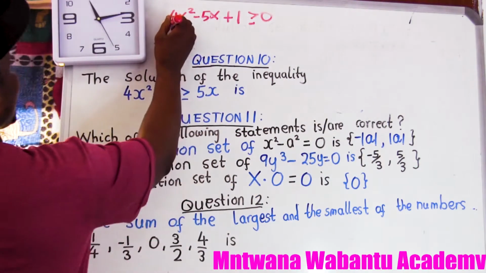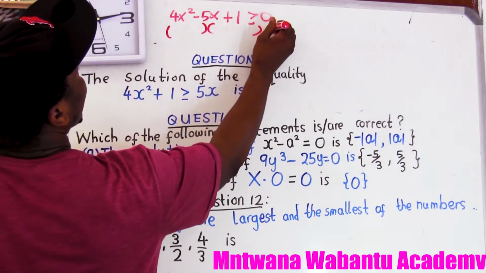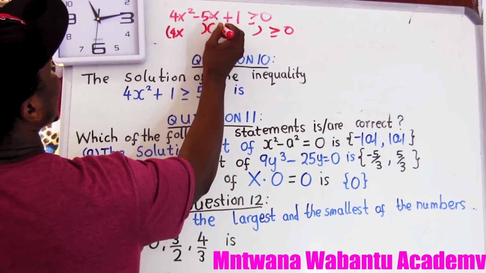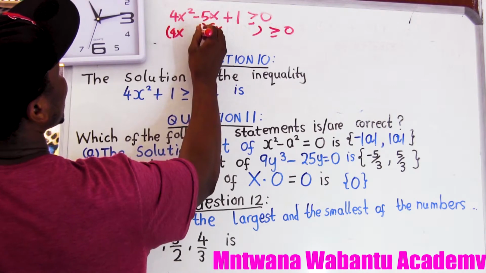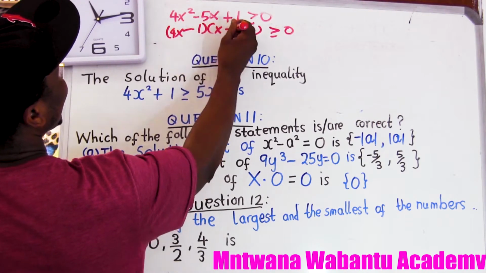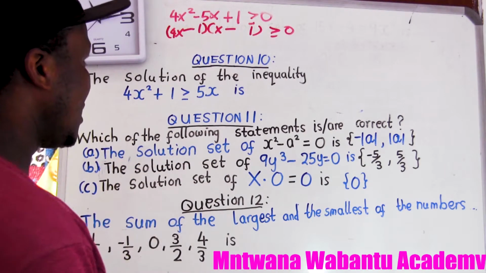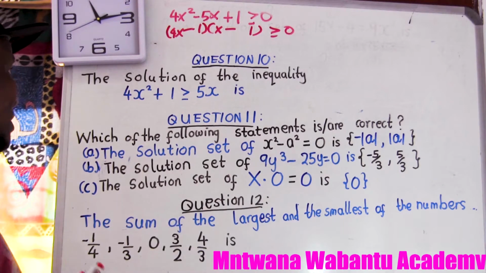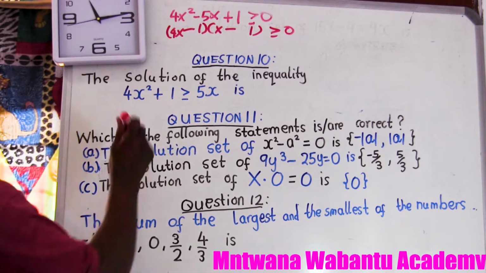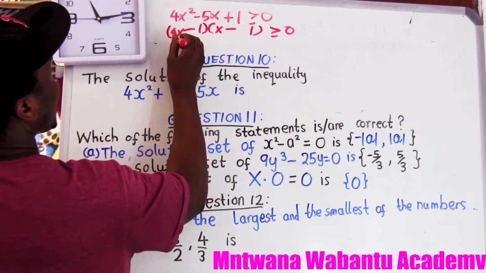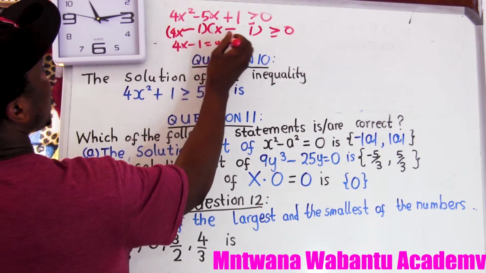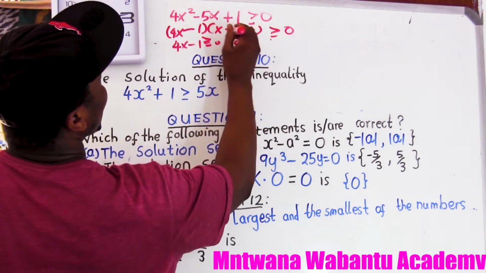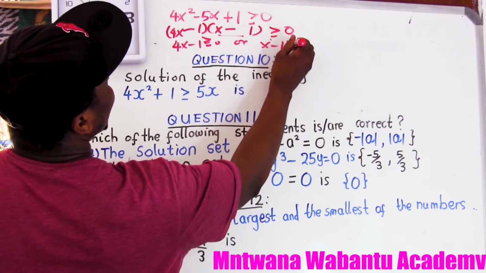Okay, now let's write our brackets, and we know it's greater or equal to 0. So now let's test. To get 4x squared, this must be 4x, and this must be x. To get +1, we know this must be 1 and 1, and this must be negative and negative. See, you can factorize. If you don't know how to, go to my other video, you can take the basics of factorization. So you can equate to 0. So 4x minus 1 greater or equal to 0, or this one, x minus 1 greater or equal to 0.